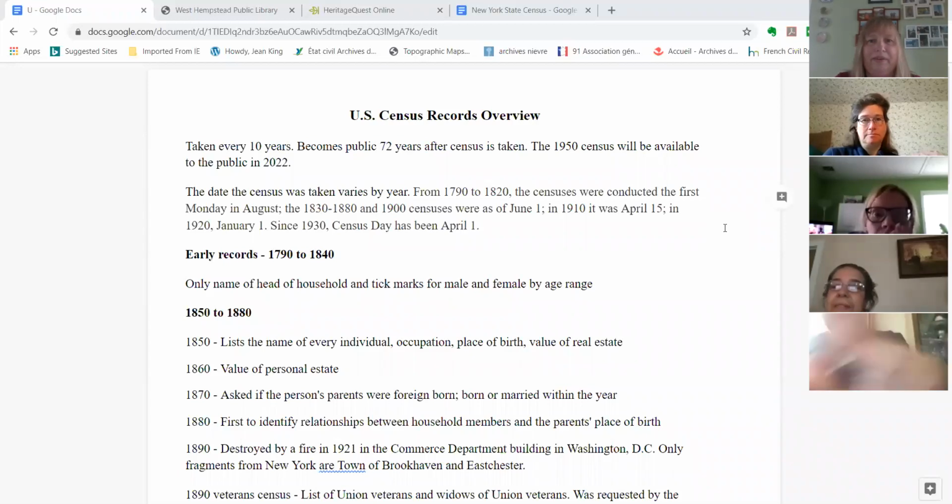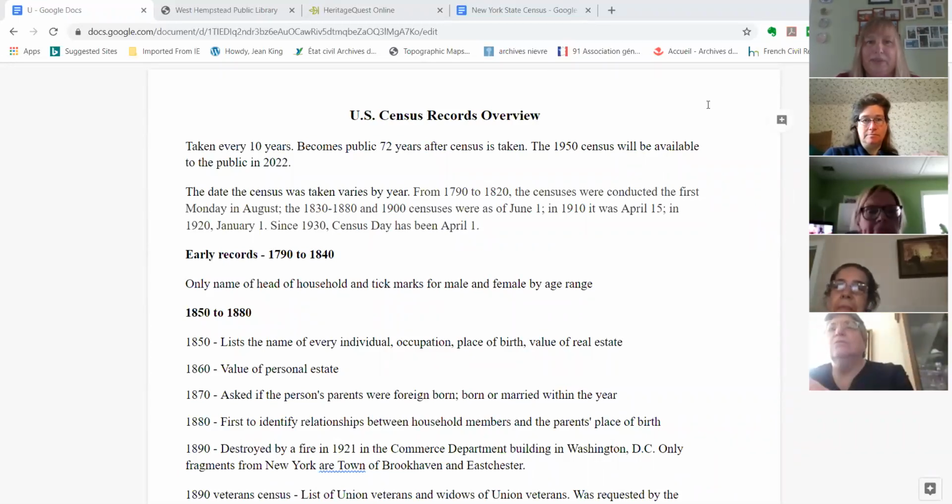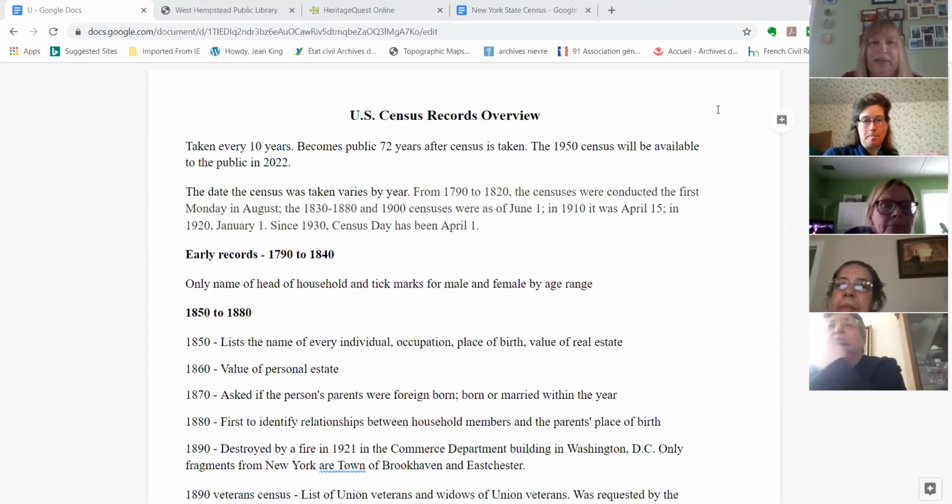Okay, so now can everyone see the Word document that says U.S. Census Records? Yes. Okay, and is the print big enough? Yep. Okay, good, because I can't tell anymore what you're seeing.